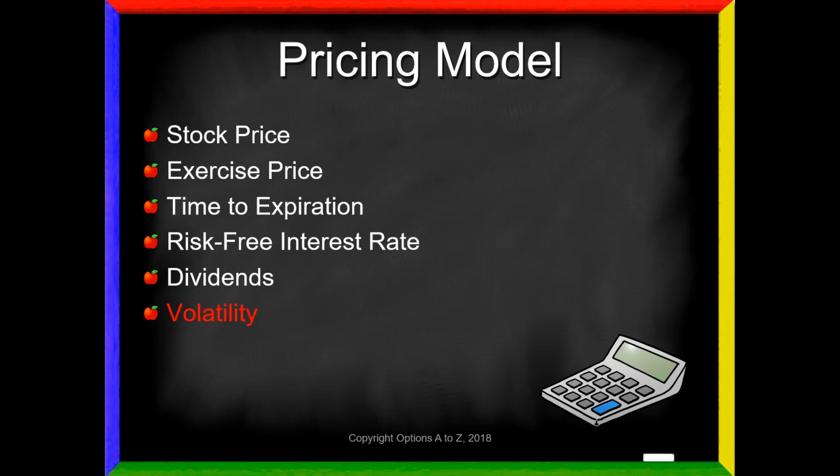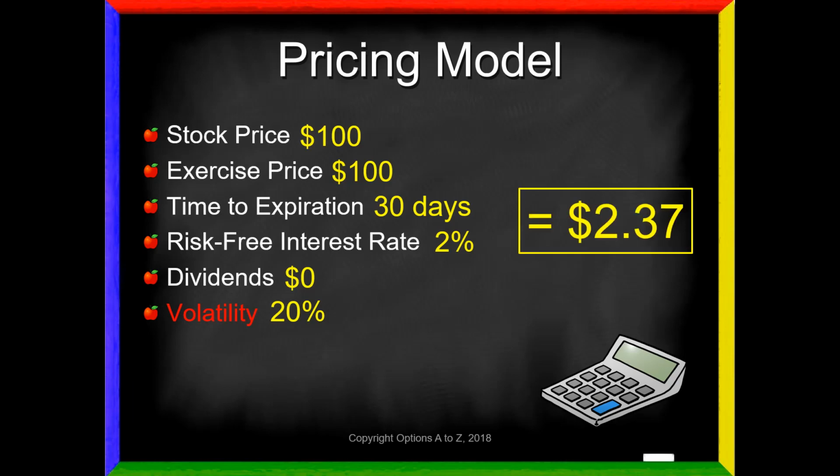But now let's take a look at what implied volatility is. So now we're looking at our stock, and let's say that the stock is trading for 100, and I put that into the pricing model. The exercise price is 100, 30 days to expiration, risk-free interest rate 2%, there are no dividends, and for volatility, I look up on my platform and it says that over the past 30 days or some time frame, the stock's volatility has been 20%. Okay, that's all great. I pop these numbers into the pricing model, and it says that the option's theoretical value is $2.37.